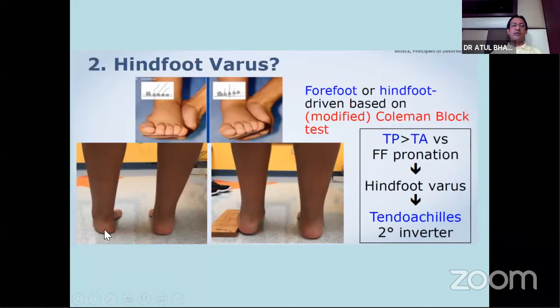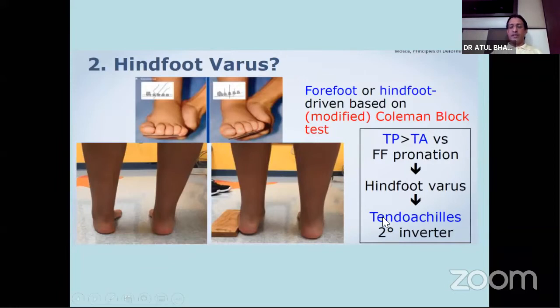And here you see the heel is in varus because the forefoot is weight bearing. As soon as the forefoot goes off weight bearing, the heel comes to neutral. So this tells you that the hindfoot is flexible. This is a forefoot driven varus, not a hindfoot driven varus. And if there's a hindfoot driven varus, there are only three causes: TA contracture or tibialis posterior contracture, and very rarely a tibialis anterior contracture.